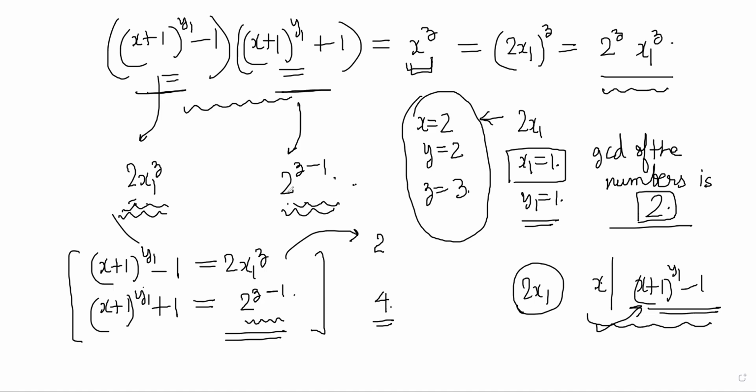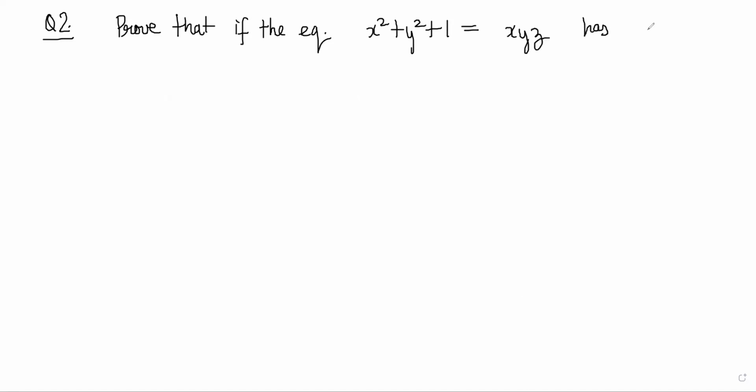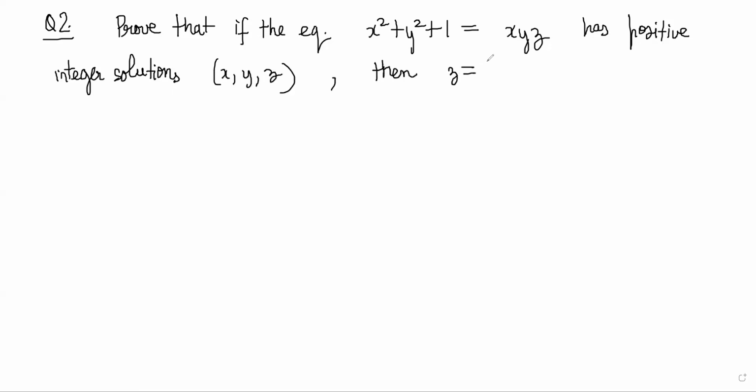The next question is this one. Prove that if the equation x square plus y square plus 1 is equal to xyz has positive integer solutions x, y, and z, then z is equal to 3.